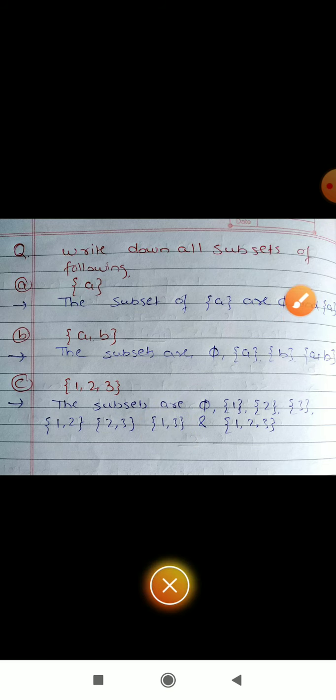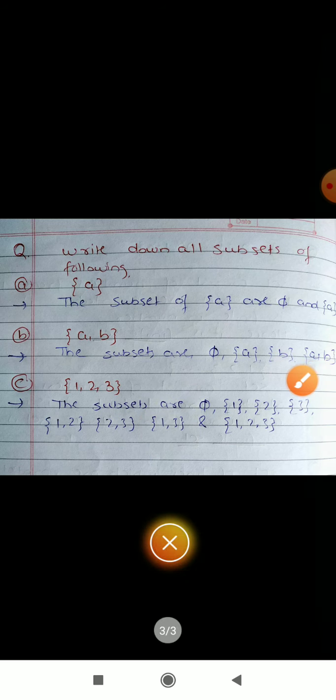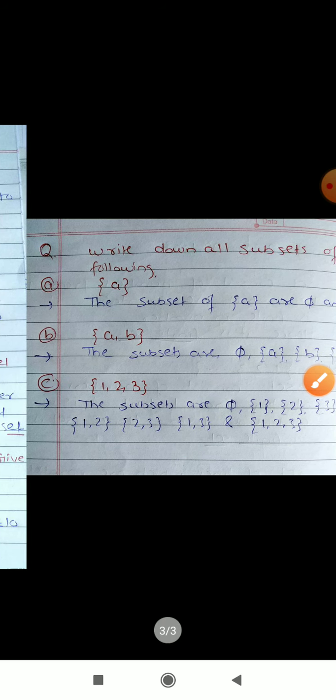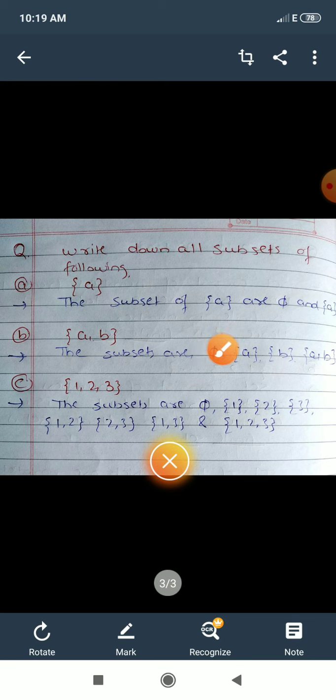Now next is set A, B. Tell me, what are the subsets of set A, B? Phi, set A, set B, and set AB. Now there are 4 different sets which are subsets of set AB: phi, then A, then B, and set AB.